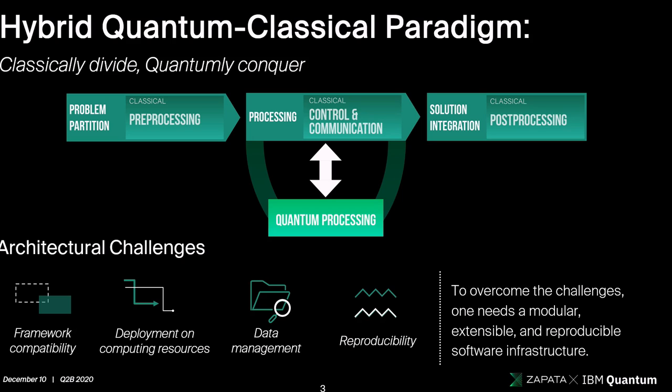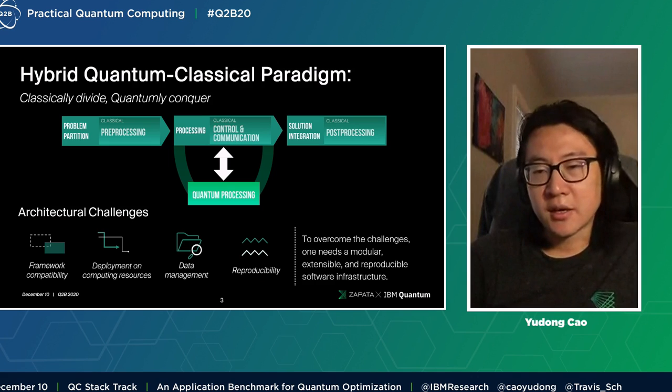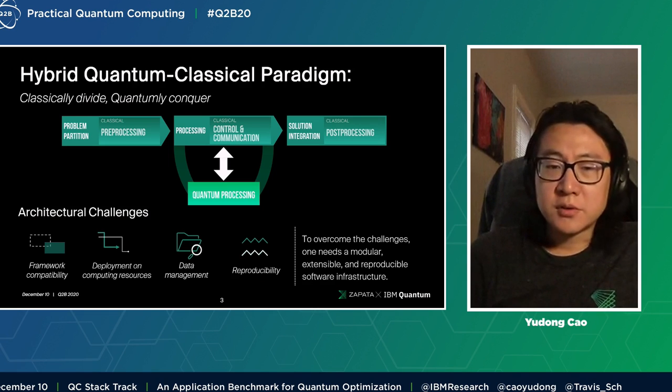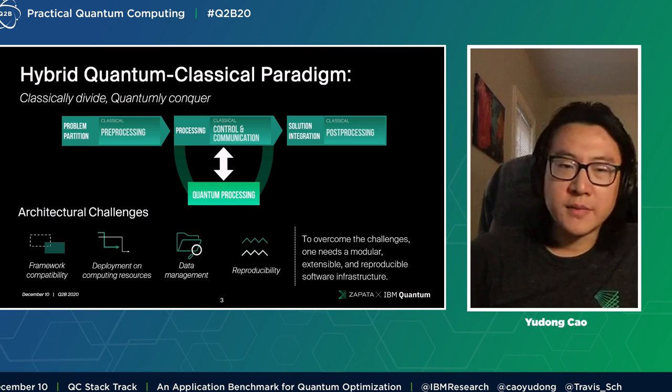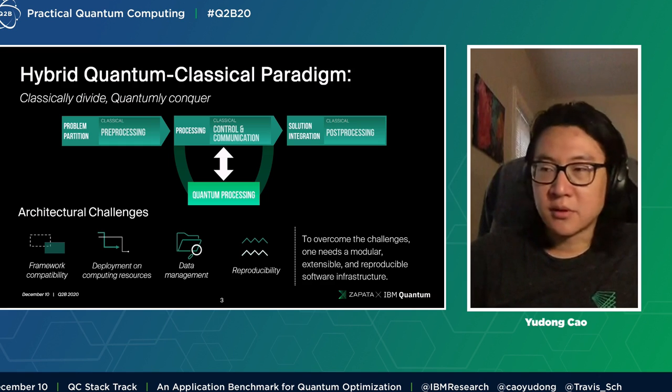The first is framework compatibility, which becomes an issue when one is grappling with multiple paradigms of quantum computing, such as those proposed by IBM, Microsoft, Google, Rigetti, etc. And also, many of the quantum applications require heavy simulation efforts, so deploying these applications on cloud computing resources will also be an issue. We also want to store and visualize data that comes out of the HPC execution in a principled way. And finally, we want to generate software that is reproducible not only by ourselves in the future, but also by our team members and colleagues. So to overcome these challenges, one needs a modular, extensible, and reproducible software infrastructure.